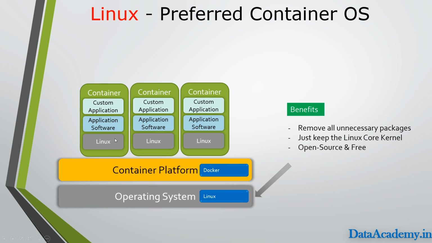So as you can see here, I'm hovering the mouse over the container operating systems. You can see all these three are Linux in this example. The reason is this: I can make a copy of Linux. I can remove all the unnecessary packages and drivers that are there. I'll just keep the Linux core kernel. That way, I'll bring down the file size from several GBs to maybe few MBs. And then I'm free to distribute it as well, which means I can make multiple copies of the containers that I'm going to build. So, which is why Linux is the preferred container operating system.